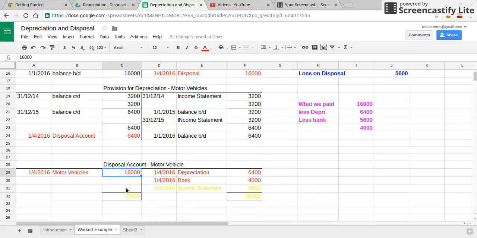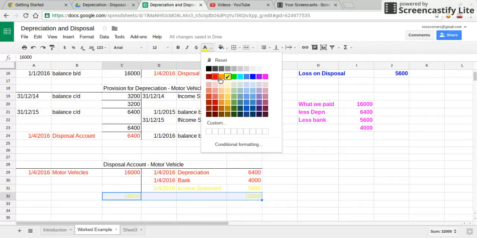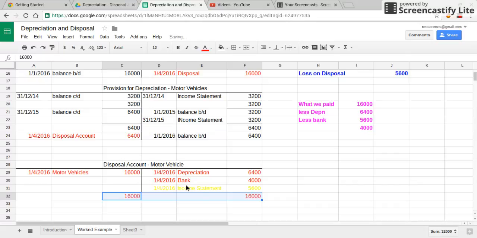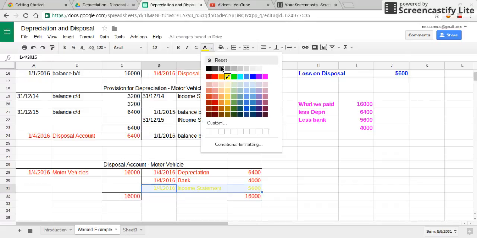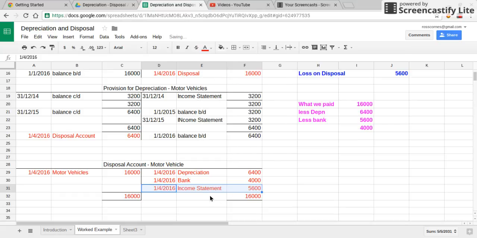And now we balance off the account. So when we balance off the account, it's going to balance off at $16,000 because in this case, the debit side is bigger than the credit side. And therefore, the amount that will appear in the income statement, and it will appear as a debit entry because it's a credit entry in the disposal account, and a debit entry in the income statement as an expense, is $5,600.